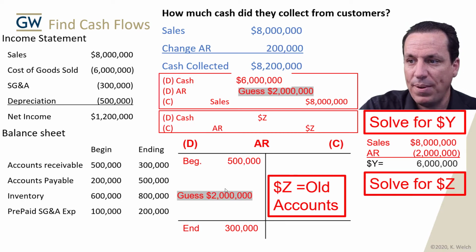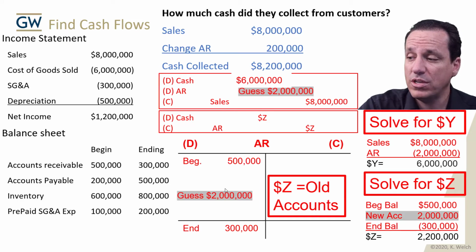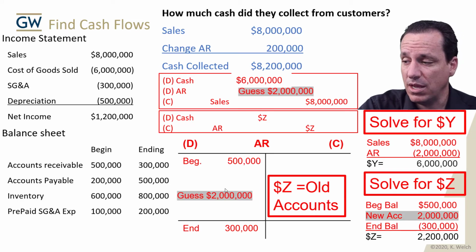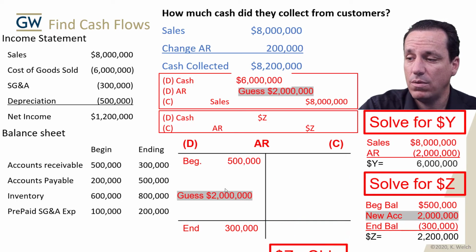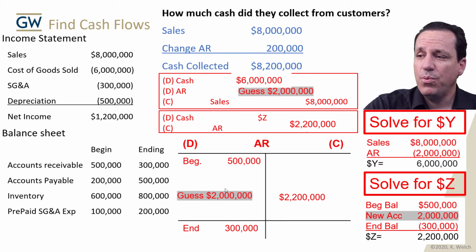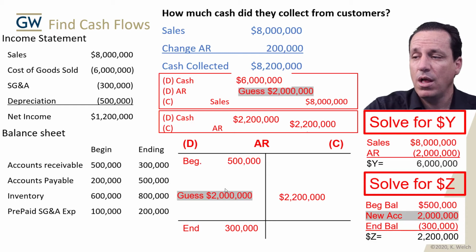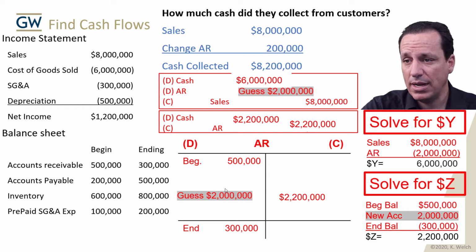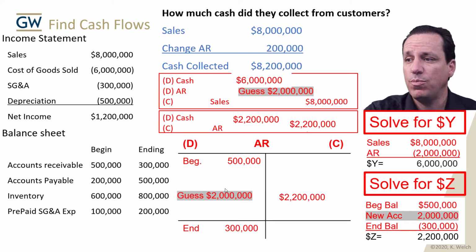Z is all the old accounts that were paid off in that second journal entry for debit cash, credit accounts receivable. We need to find out how many accounts receivable were credited. Well, if we take the 500 plus the 2 million minus the 300, we get $2.2 million was taken off of the account. So $2.2 million of accounts receivable was paid back. Now, again, we just pulled the new account number out of thin air, but you'll notice if we put this in the journal entry, we now can solve for what the cash is because the debits have to equal credits. Accounts receivable went down by 2.2 million by being credited. And so as a result, we know cash was debited 2.2 million.